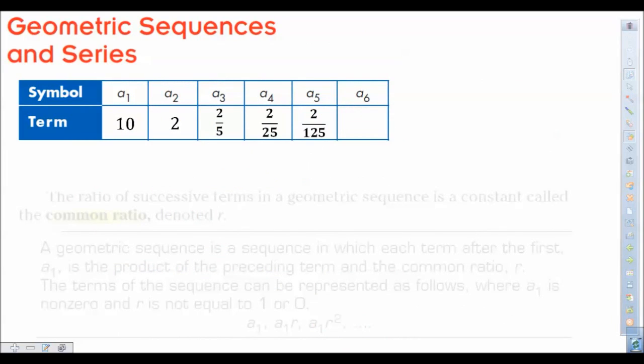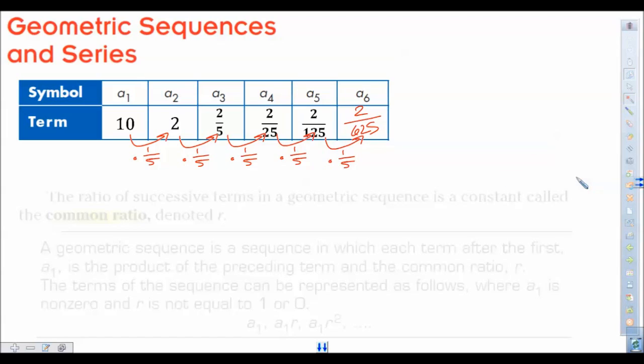Notice that when you look at the interval between pairs of numbers, it's not the same interval each time. So something else is going on here that wasn't the case with arithmetic. Here, the pattern is that we're dividing each number by 5, or another way of looking at it is that we're multiplying each number by 1/5. If we keep that up, we're going to end up with a final answer of 2 over 625. That would be the sixth term.